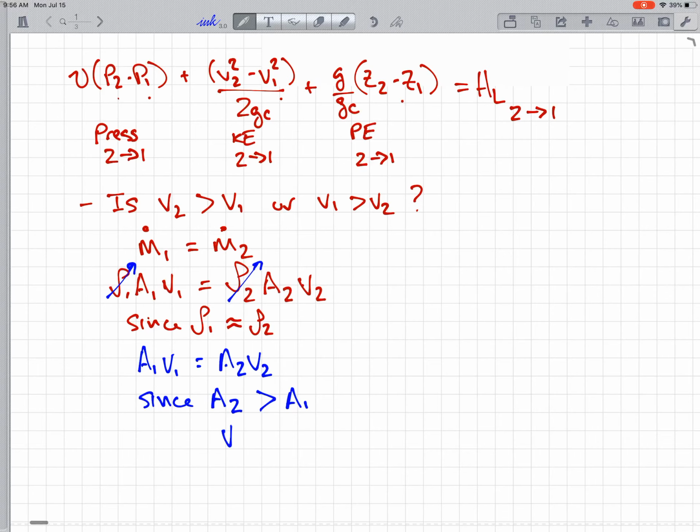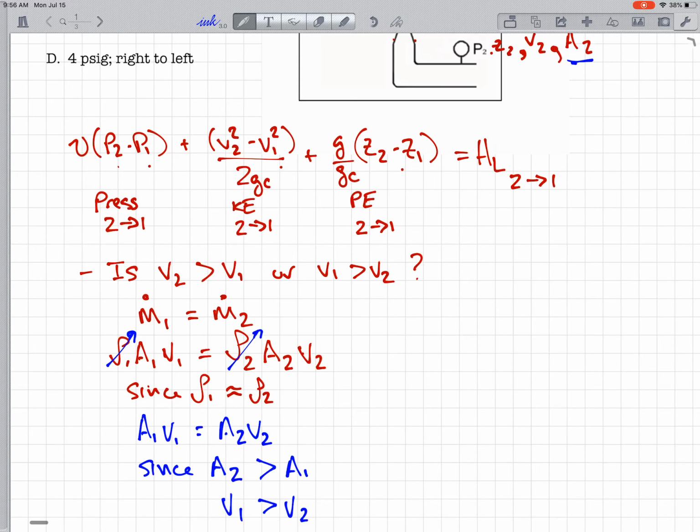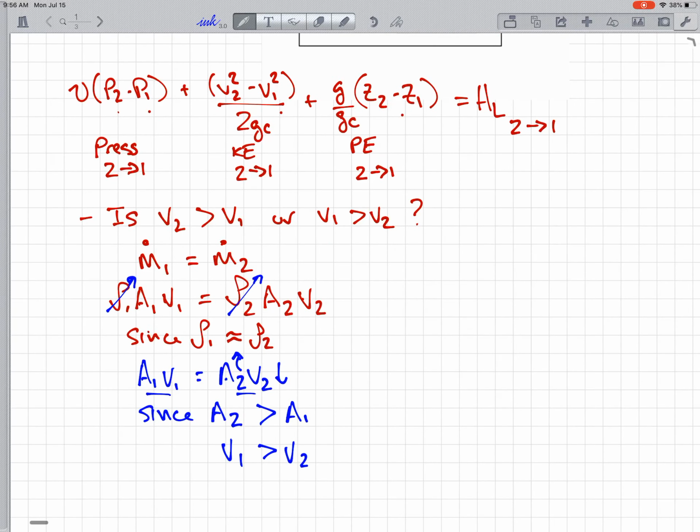speed at 1 is going to be greater than speed at 2. So since these two terms are equal, if your area goes up here, you have to slow down in order to make that balance. And that's going to make V1 bigger than V2.